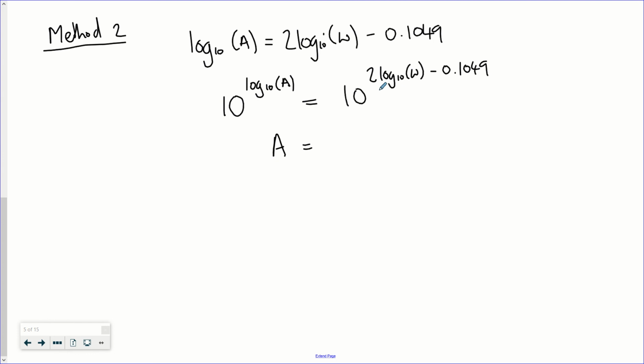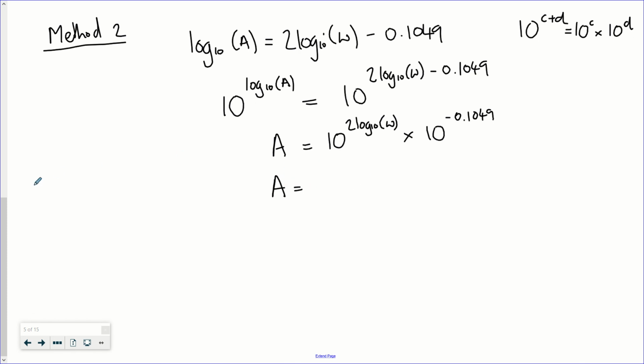We're going to do a similar thing to what we did in the previous example. We use the fact that if we've got 10 to the power of C plus D, we can split that up into 10 to the power of C times by 10 to the power of D. So I'm going to split this up into 10 to the power of 2 log base 10 of W times by 10 to the power of minus 0.1049. This works because we would add these powers together if we were to combine it back into a single power of 10.